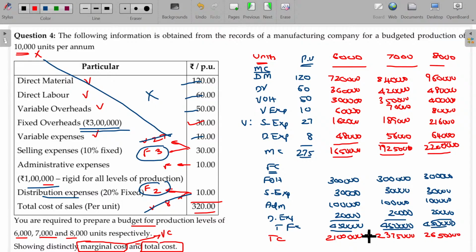Now find out the cost per unit. Cost per unit 350, 339.28, 350, 331.23. Total cost divided by units of production. Okay, the units of production is here, total cost is here. Divide the total cost. Total cost is divided by the units, you will get the cost per unit.